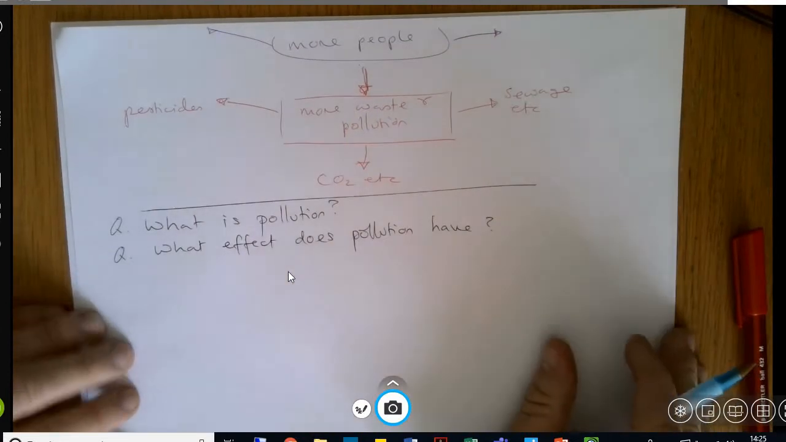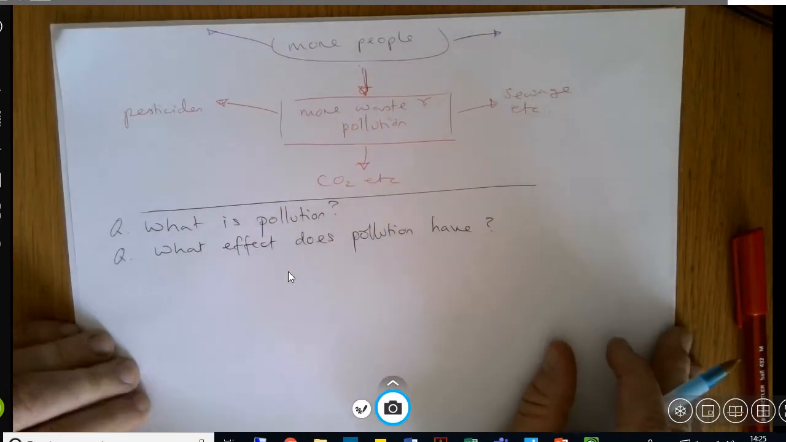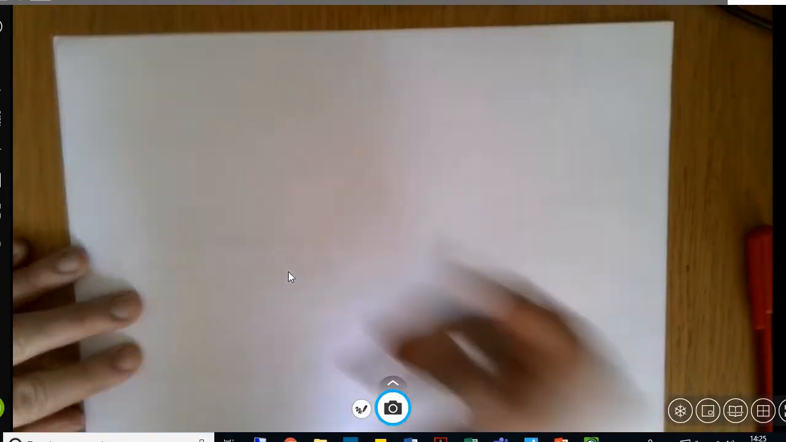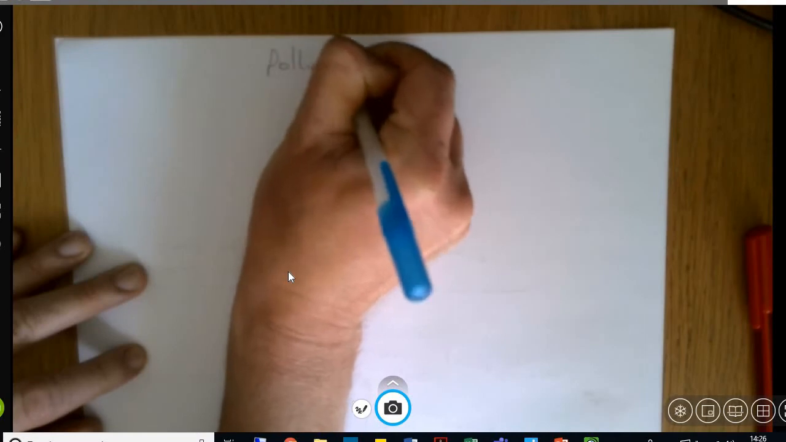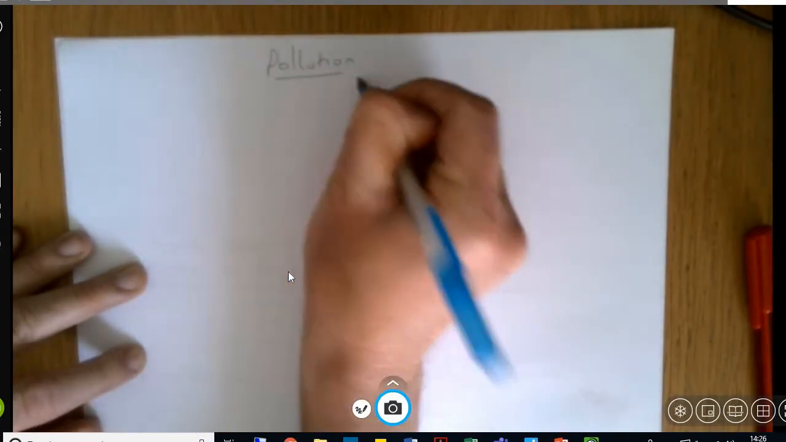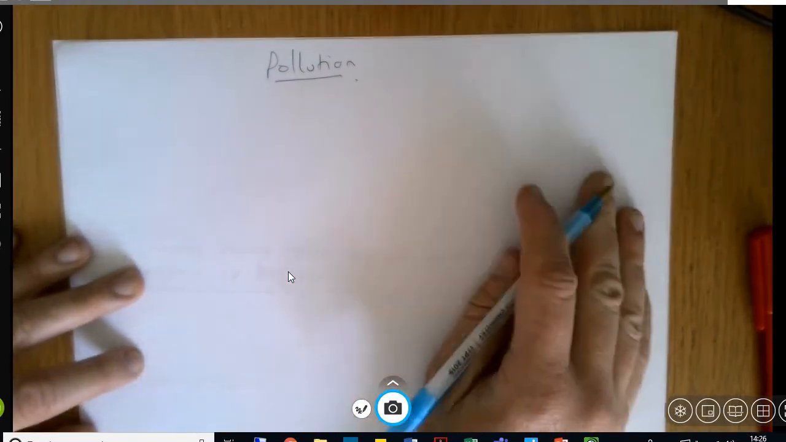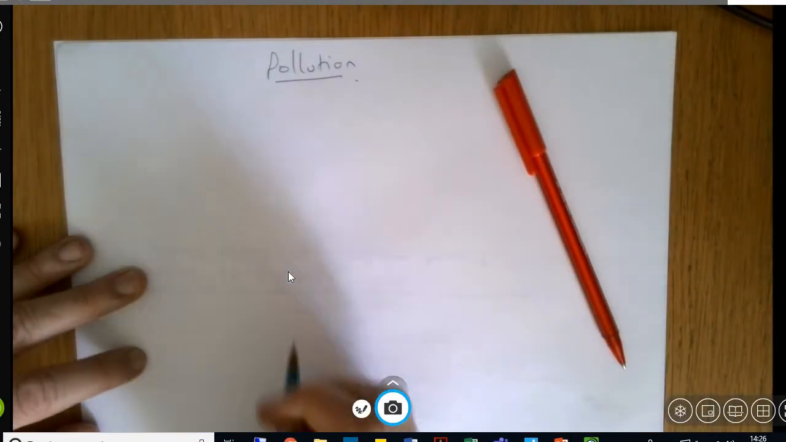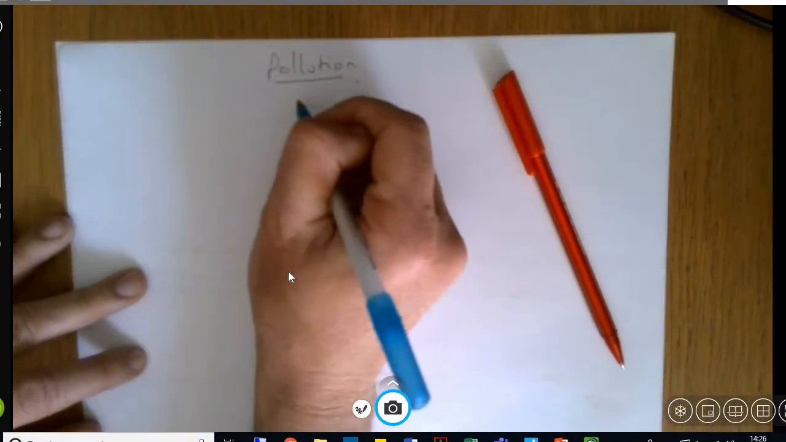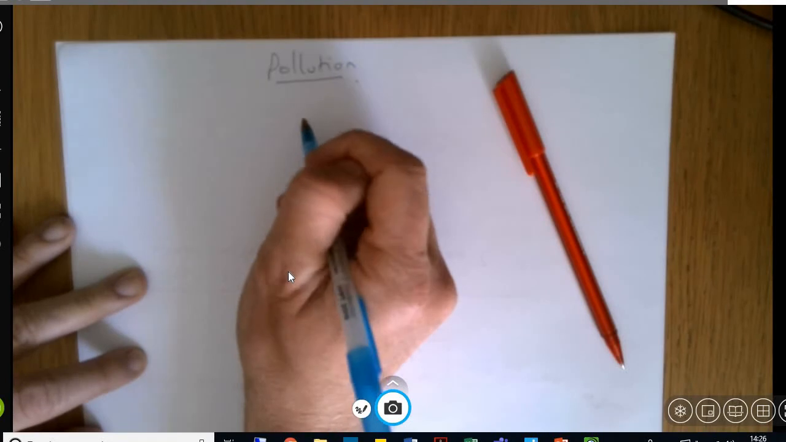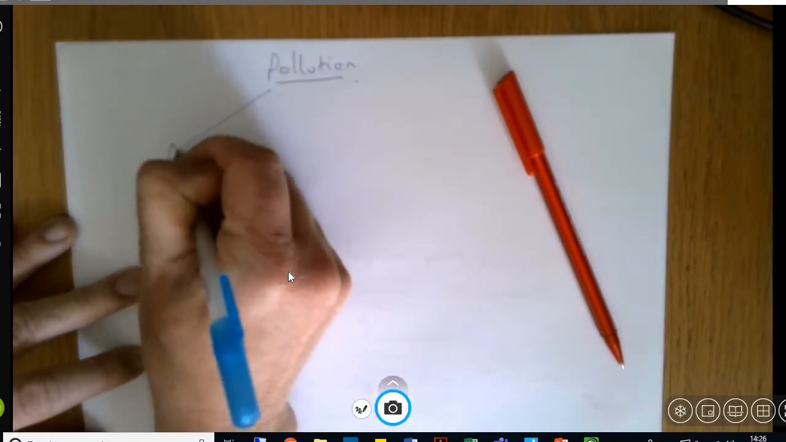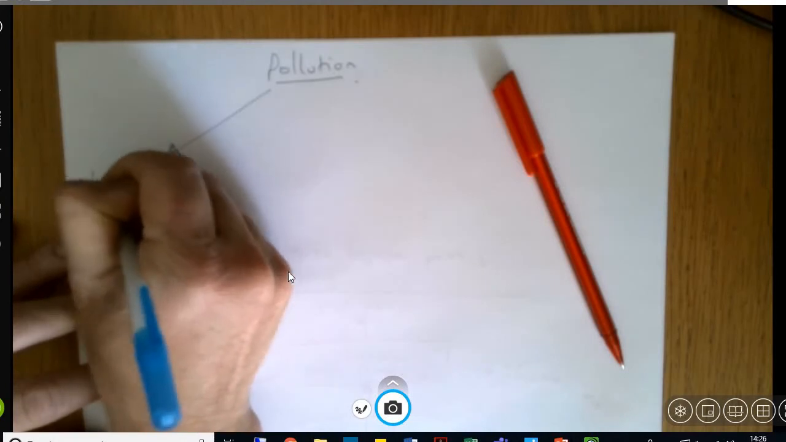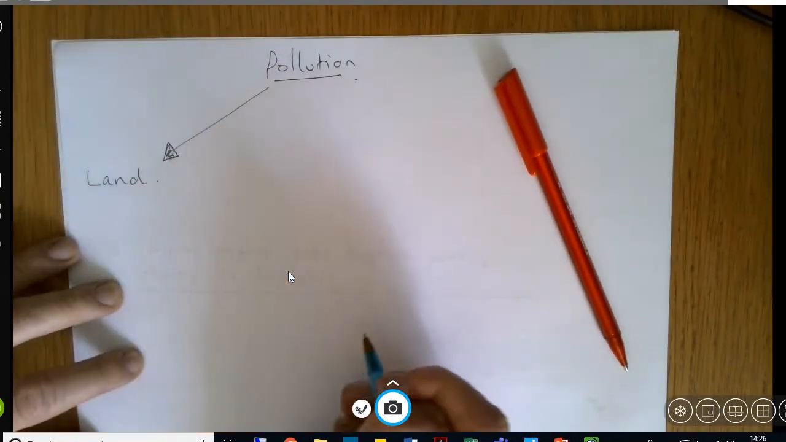So, first of all, let's look at the three different types of pollution. I'm going to lay this out in a way that I think works quite well for you. Hopefully that will help, and you might want to do something similar, or just note form is fine as well. We're going to start with the first type, which is land pollution.